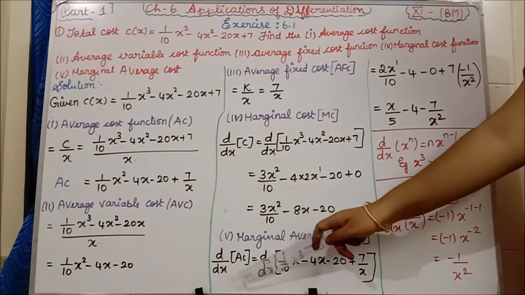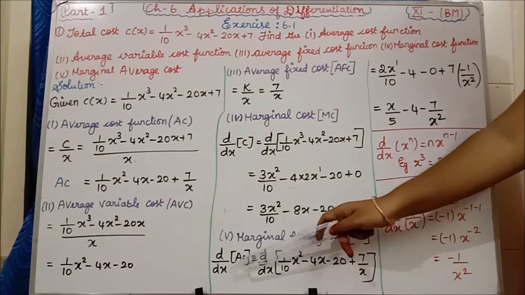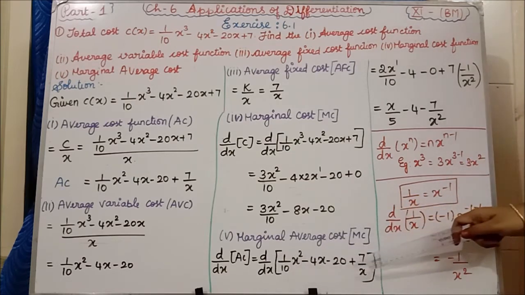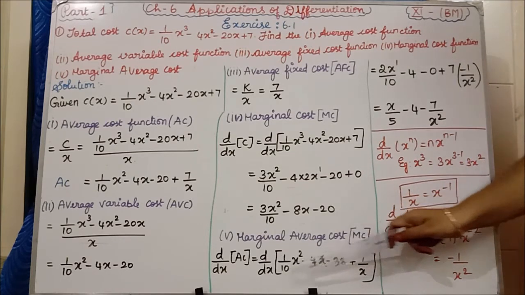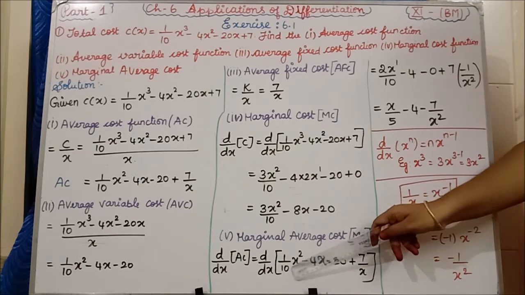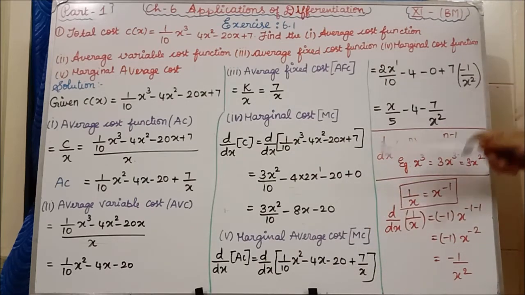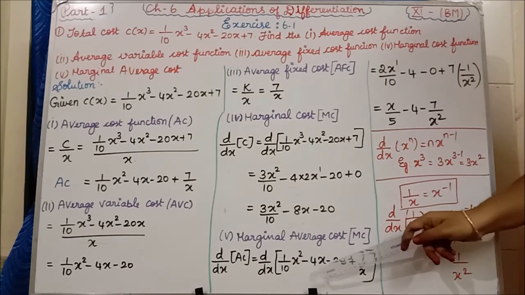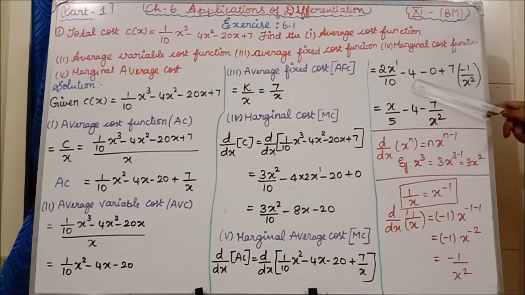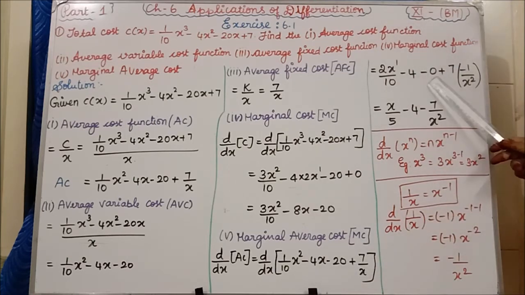So, d by dx of average cost. We are going to differentiate the average cost with respect to x. This is the answer we have, and this full expression we are going to differentiate with respect to x. Now 1 by 10 you have to write as such. x square means 2x power 1. 4x means 4 into 1 when you are differentiating, so 4 into 1 is 4. 20 is a constant, so if we differentiate 20 we will get 0.